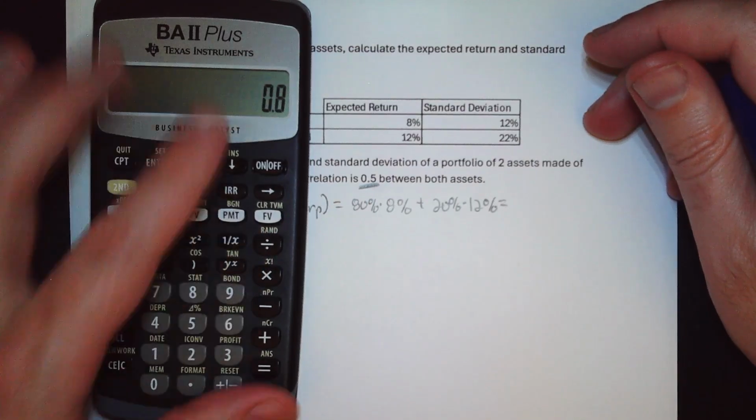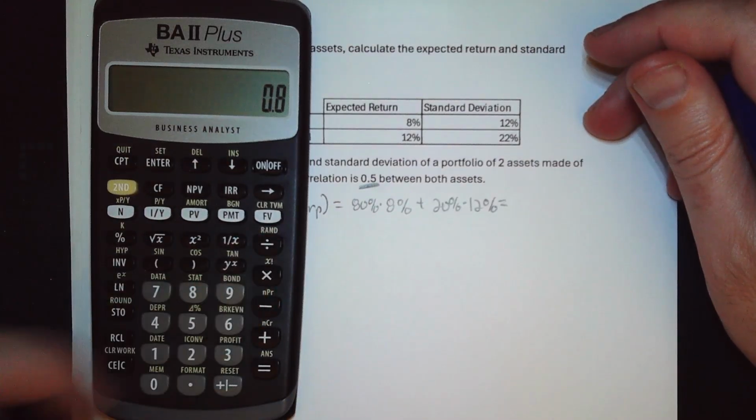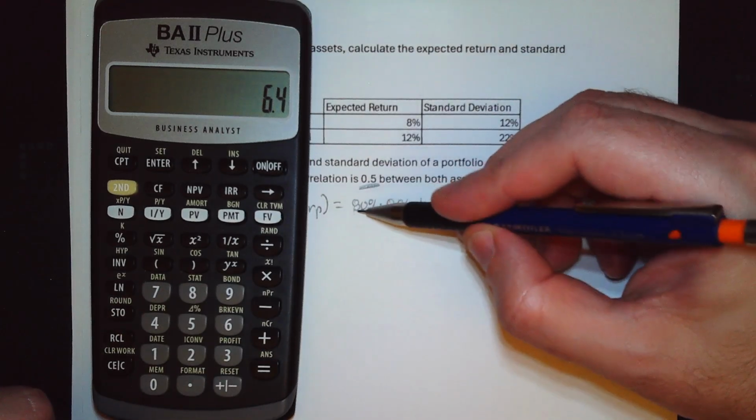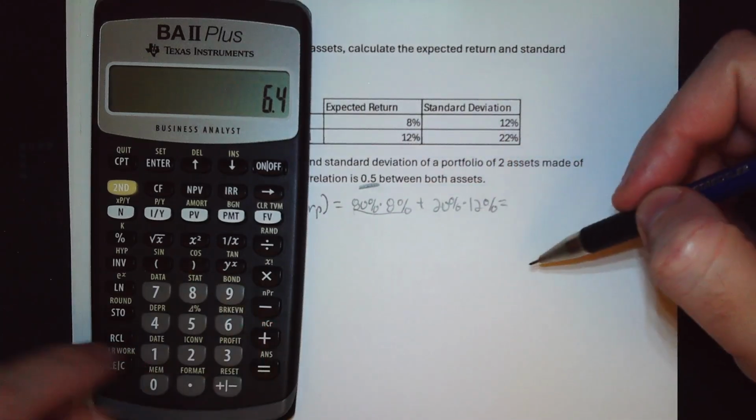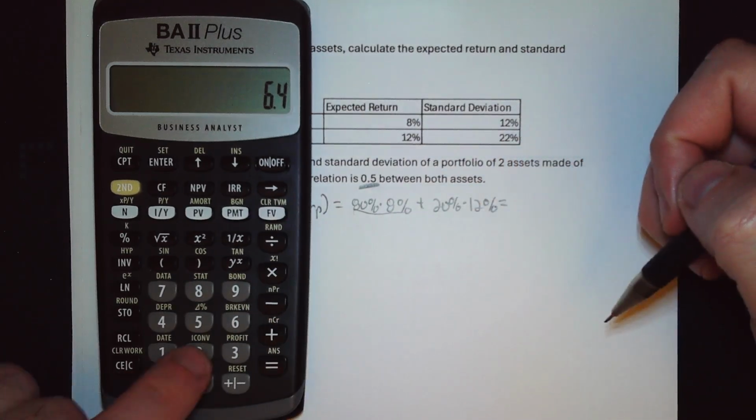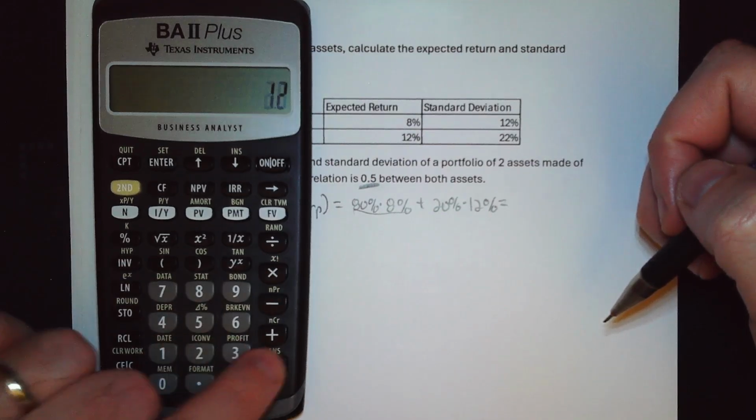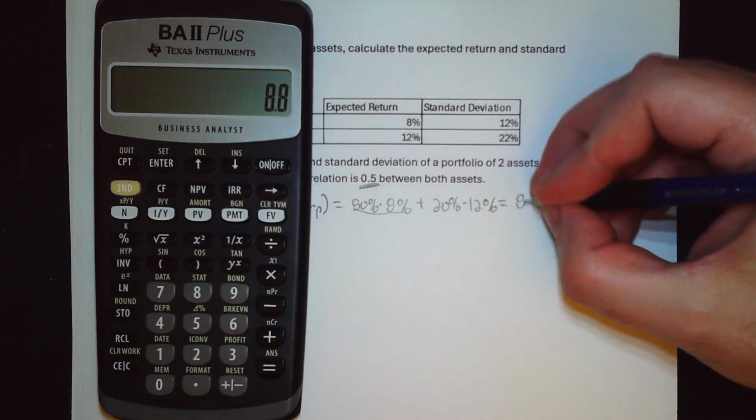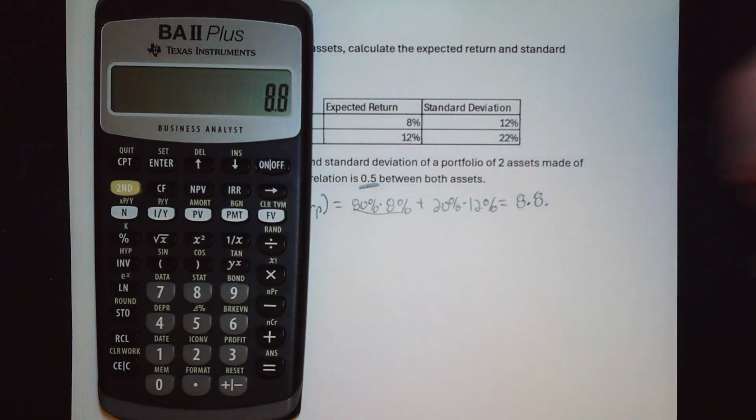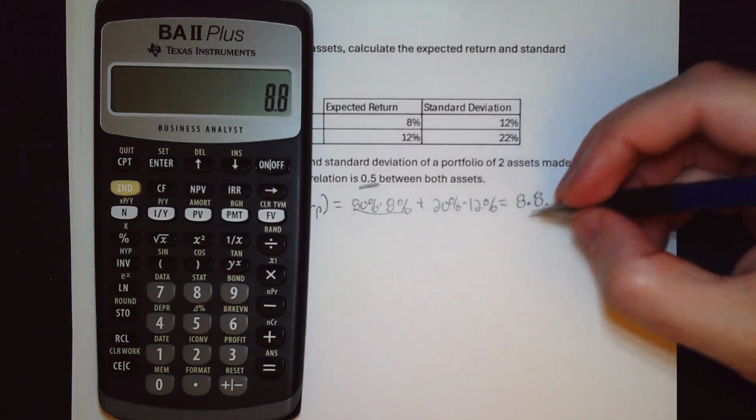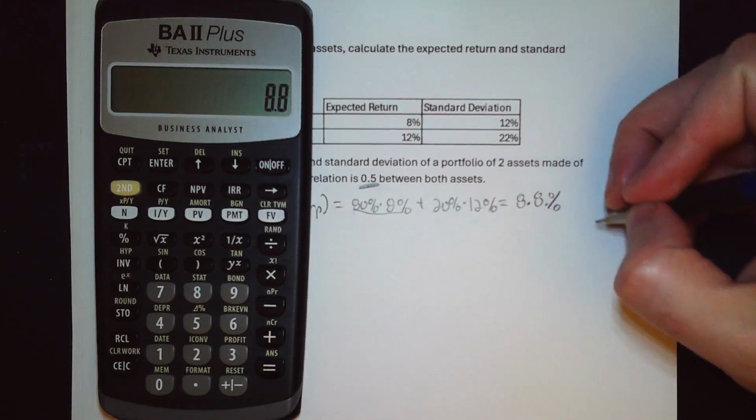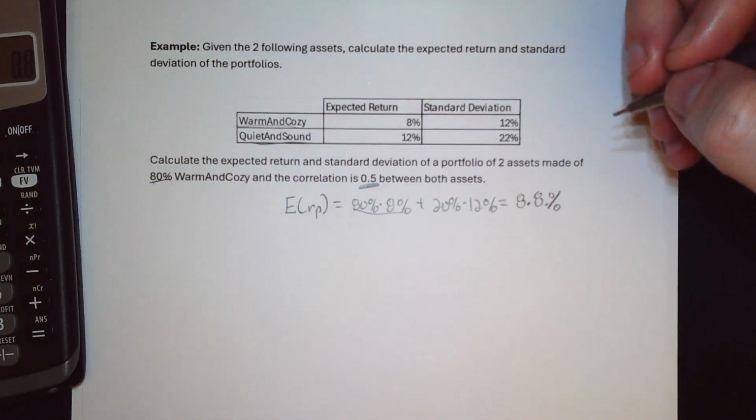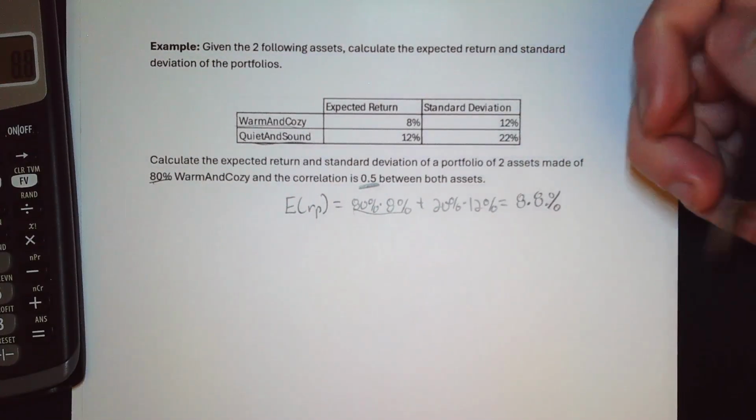And sorry, I hit divided by 1, so I didn't divide it, so I just hit 1 to cancel that out. So this is this part here, and I add to that, so I'll store that as 1, and I add to that 0.2 times 12. And the expected return in this case will be 8.8%. Okay. So this part hopefully is pretty straightforward.